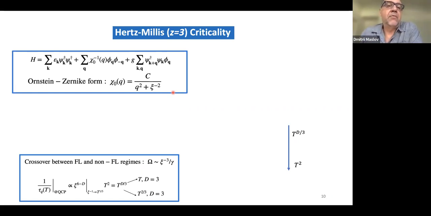In more formal terms, one can say that we have a system of fermions interacting with some bosons. I made them scalar for simplicity. These bosons by themselves are characterized by a susceptibility, which is of the Ornstein-Zernike form. And this Ornstein-Zernike form contains the correlation length. This is the effective interaction with which I want my electrons to interact. And then electrons are coupled to bosons.